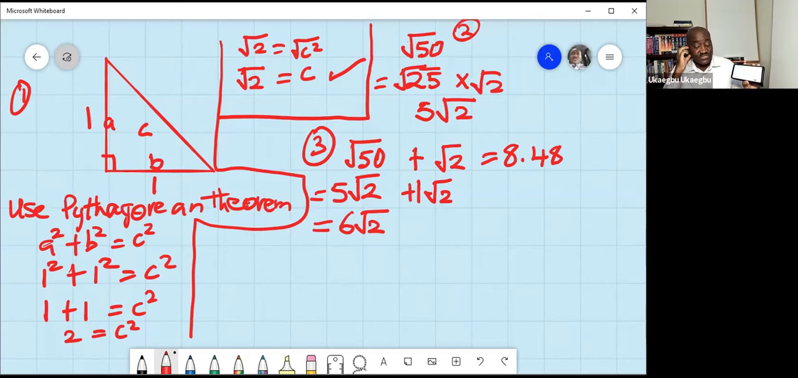Now use the same calculator and press 6 multiplied by square root of 2. First of all, do square root of 2, and whatever it gives you, multiply it by 6. What do you get?